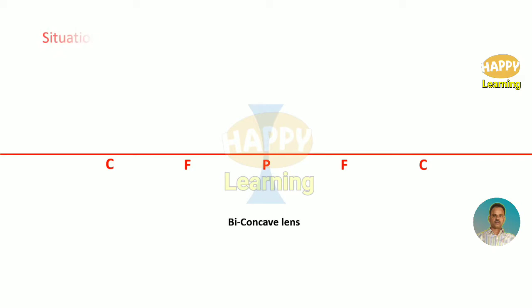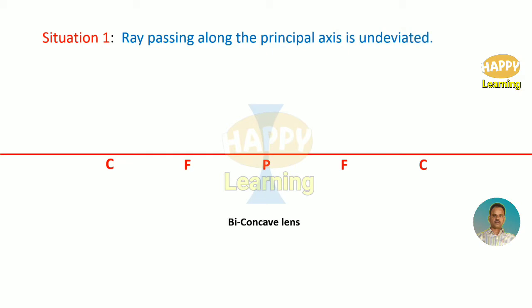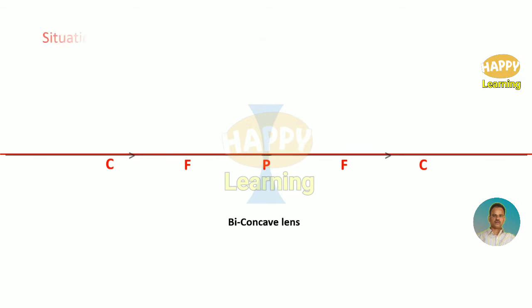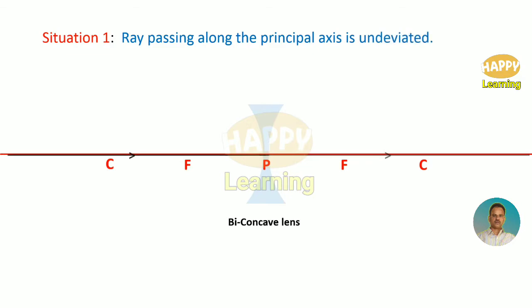Now, situation 1. Ray passing along the principal axis is undeviated. Here is a ray passing along the principal axis. When it passes through the concave lens, it is undeviated, no change in its direction.